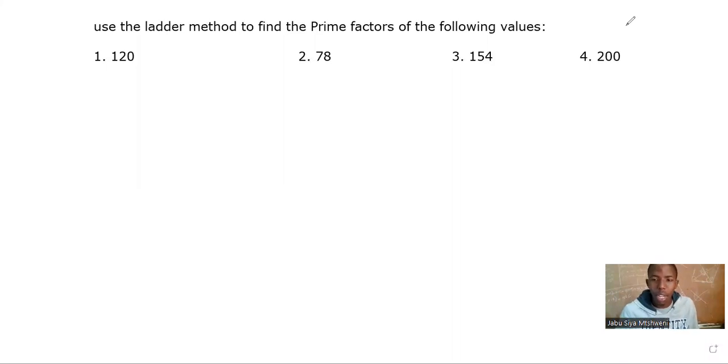Okay, I want us to answer these questions. I'll be showing you how to answer the following questions. Okay, let us continue now. I'll be showing you how to answer such questions on your test or exam paper. This is a revision for grade 7, 8, 9. They say use the ladder method to find the prime factors of the following values.